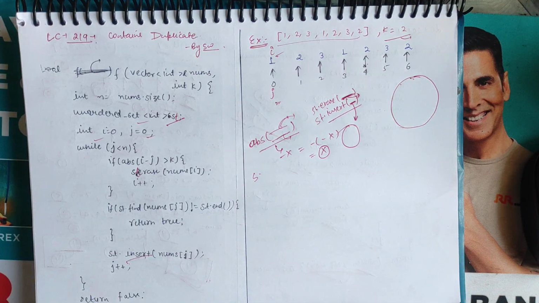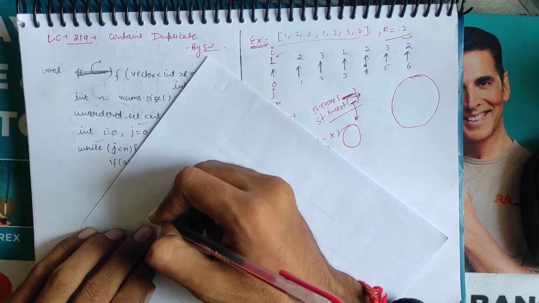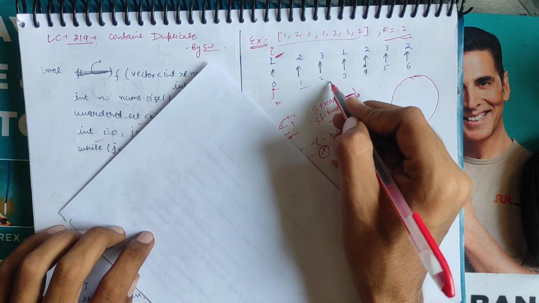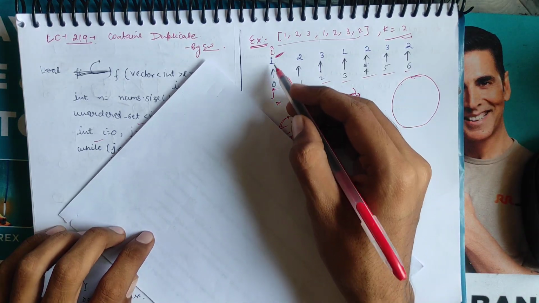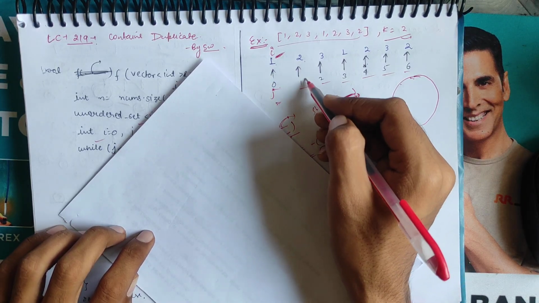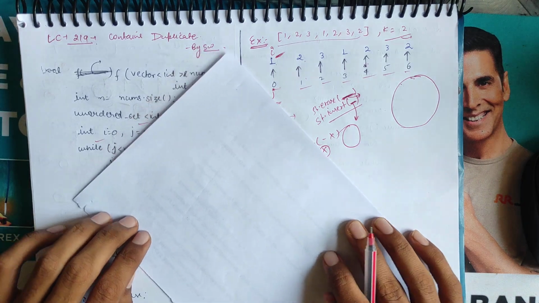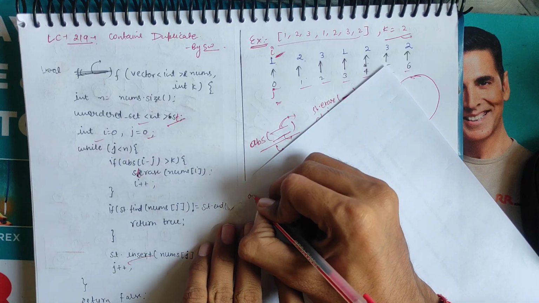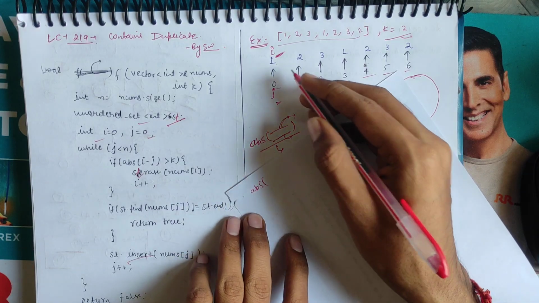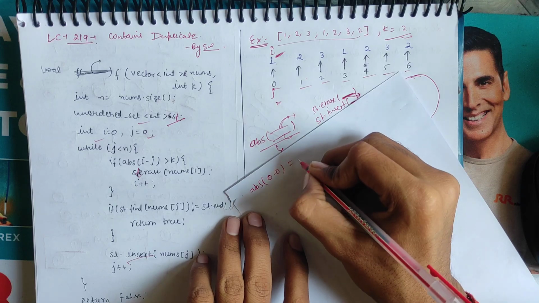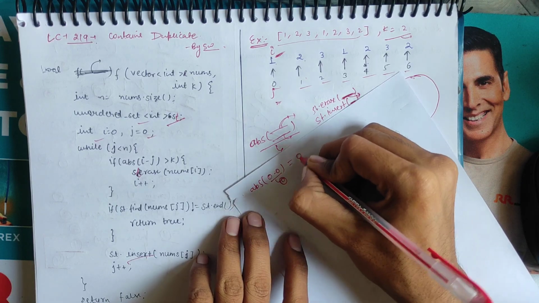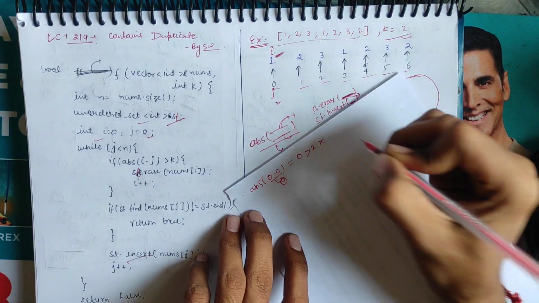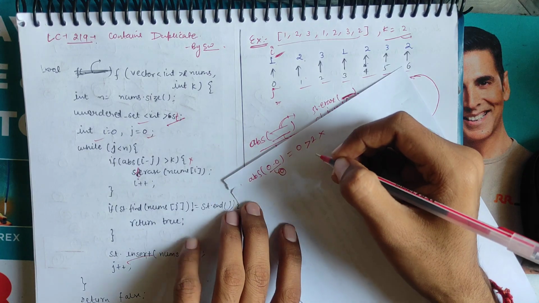So now let's start iterating. First we have i starting from index 0. Here these are the indexes of the elements: the first element is at index 0, then index 1, then index 2, and so on. First we check the absolute of i minus j: 0 minus 0 is 0, so the absolute of 0 is 0. Is it greater than k, which is 2? No, so this condition is not true.